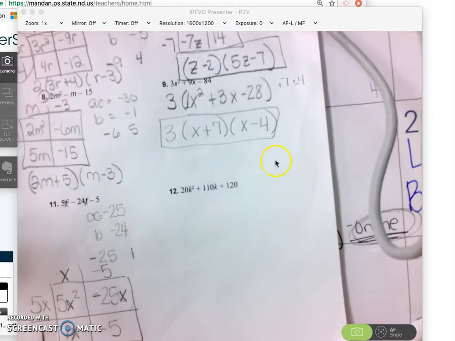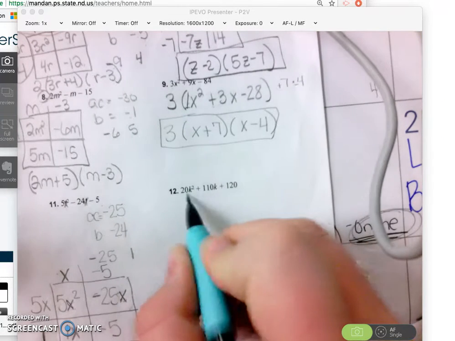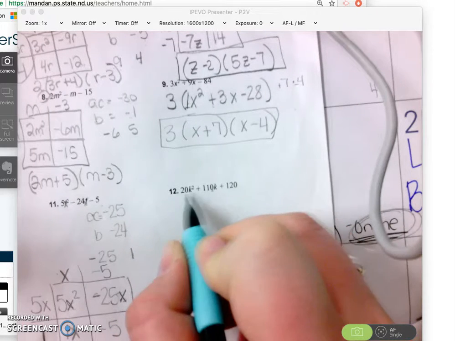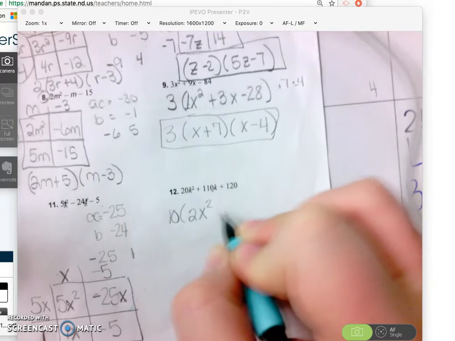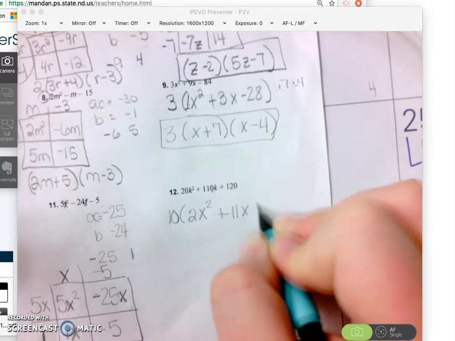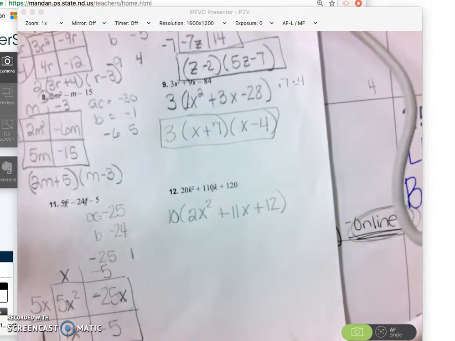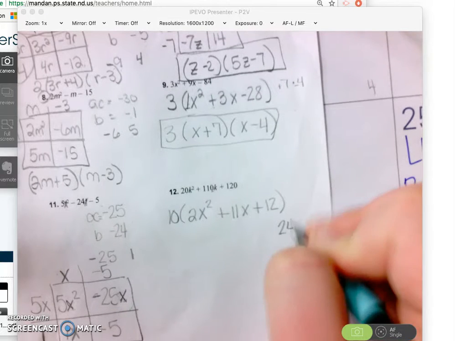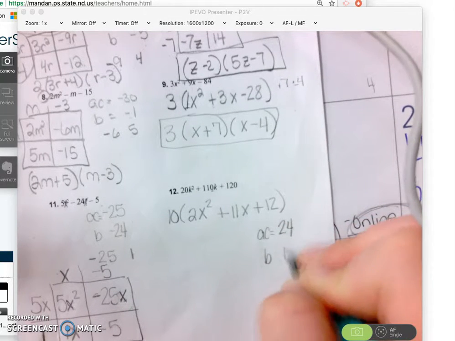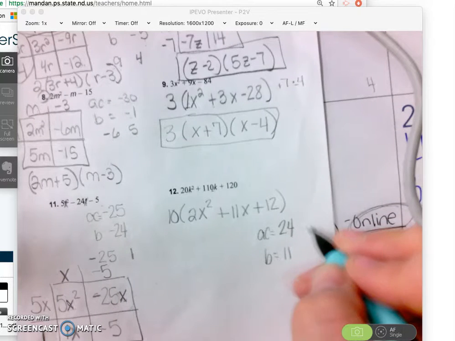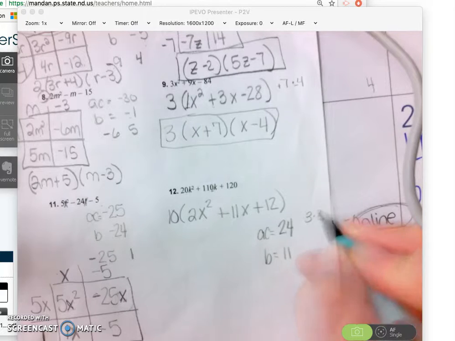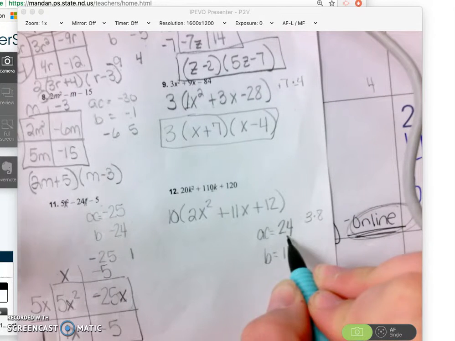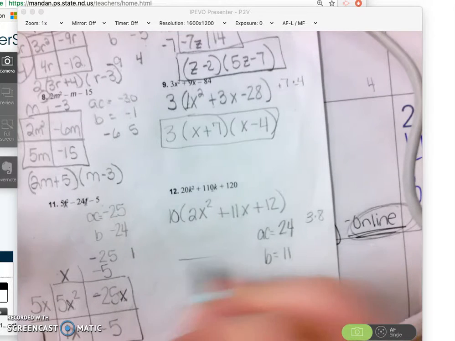This one, let's factor out a 5. Well, actually a 10 because they all end in 0. So 2x squared plus 11x plus 12. Okay, factors of 24, that's my AC. My B is 11. So let's do 1 times 24, 2 times 12, 3 times 8. So 3 times 8, multiplied together gets me 24, added together gets me 11.